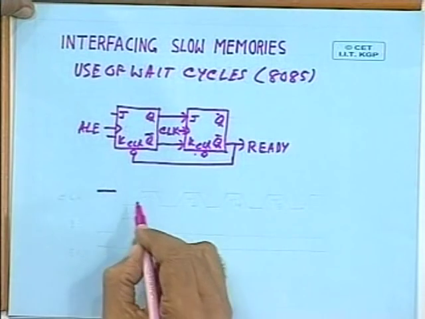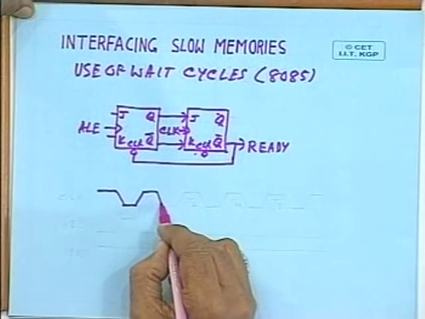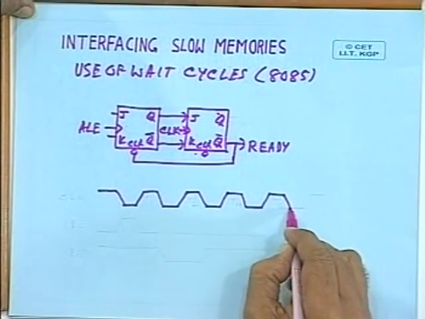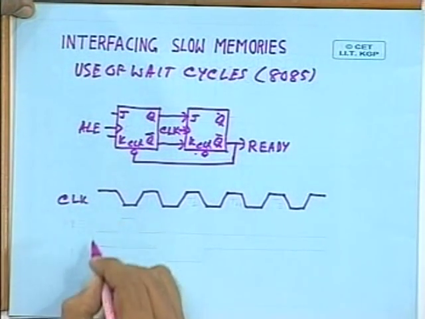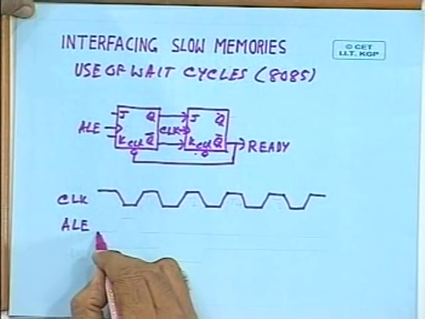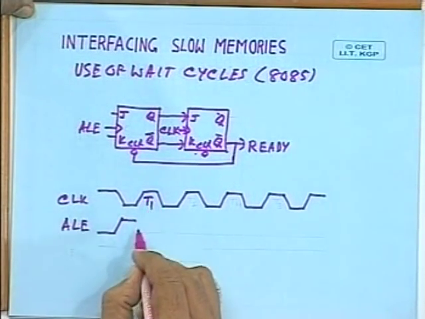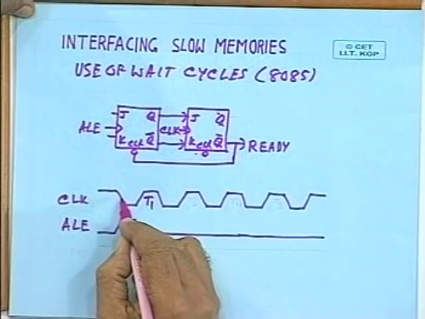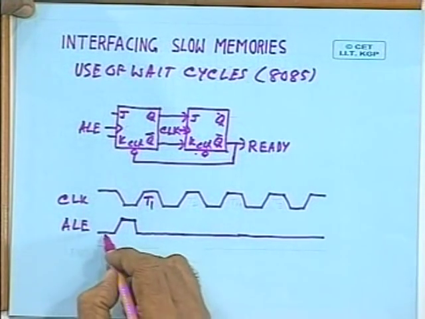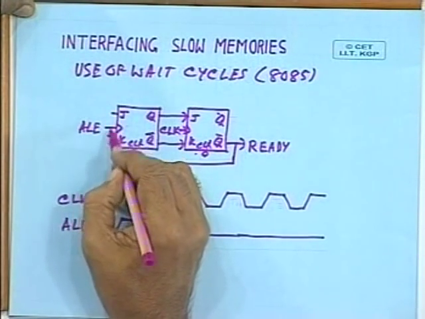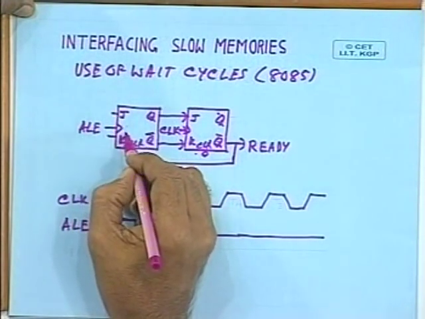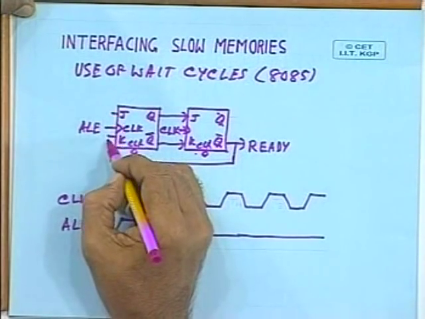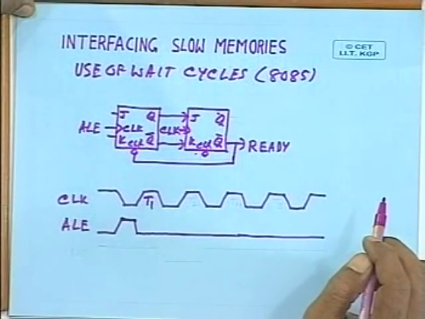Now let us see what happens when you are using this clock to this input. This is your clock, and ALE is generated by the microprocessor. As you know, ALE is generated with every T1 clock period. So when T1 is low, you are generating the ALE signal. Whenever an ALE comes, since both the lines are 1, since this is not grounded, as you know in TTL, when these J and K inputs are not grounded, or kept open, they are treated as 1.